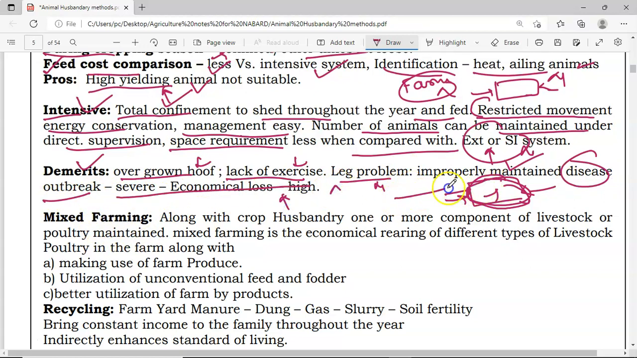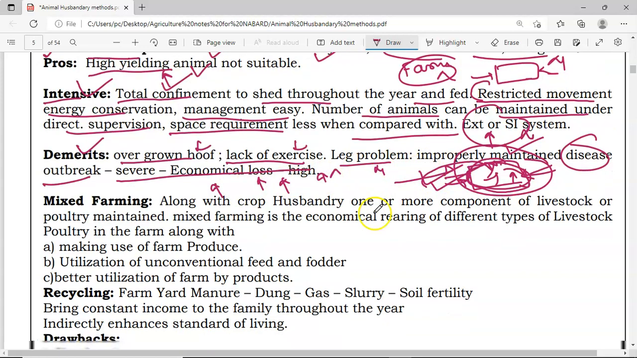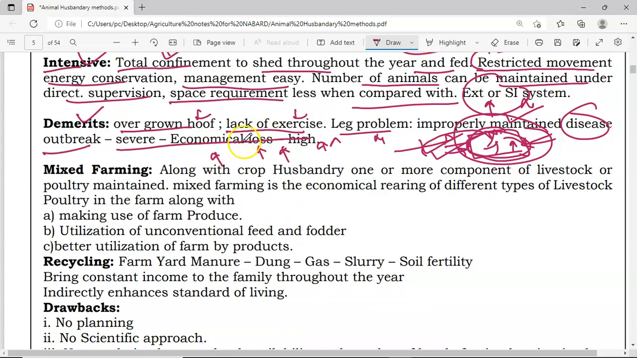For example, if foot and mouth disease happens in this confined area of the shed, then what will happen? All the animals will be affected by foot and mouth disease, and it will hamper growth, and it will cause economic loss to the people using this system. So this is the loss of this intensive system.